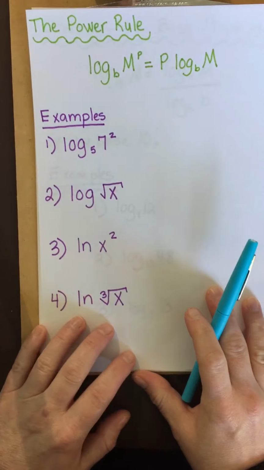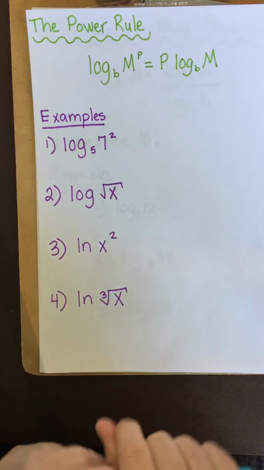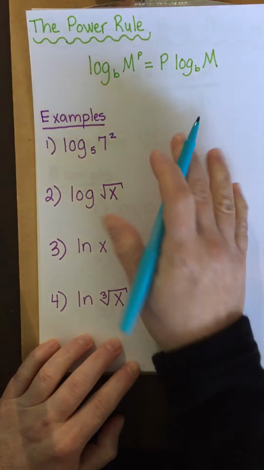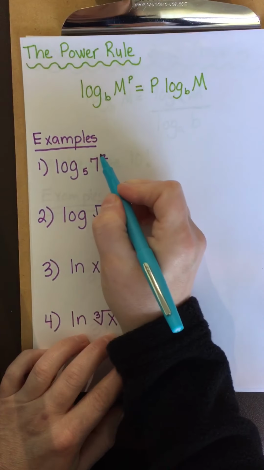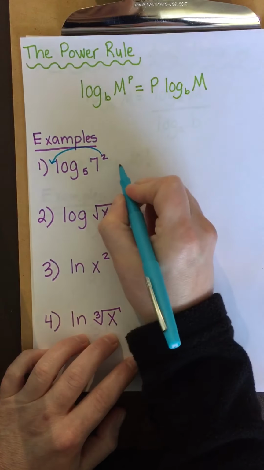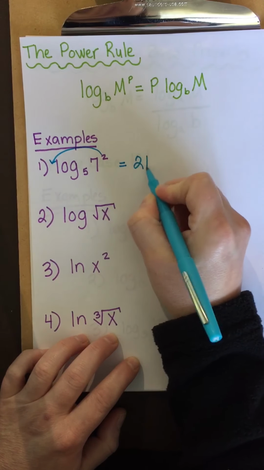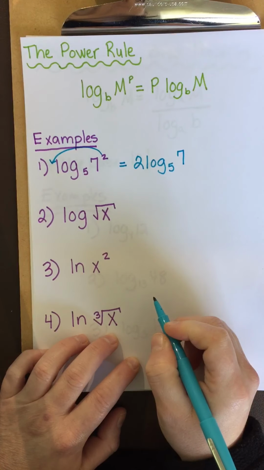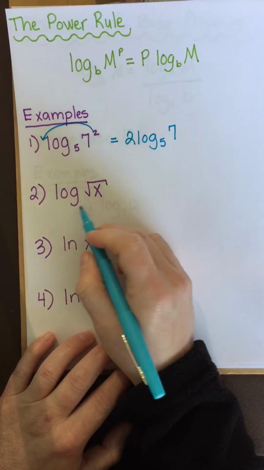All right, let's look at the first one. We have the log base 5 of 7 squared. Well, what can I do with that square? According to the power rule, I can move it out in front of my logarithm. So that would be equal to 2 times the log base 5 of 7. Okay? All right, let's look at the next one.